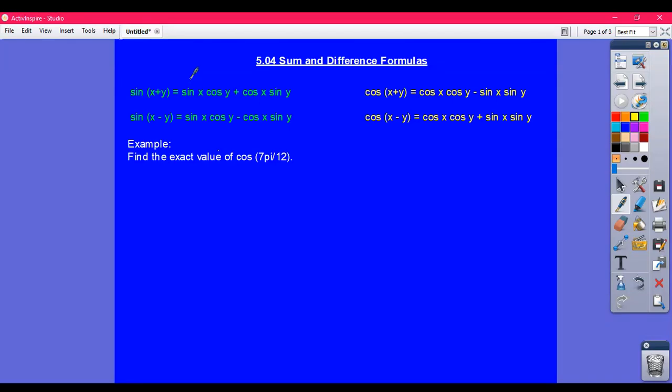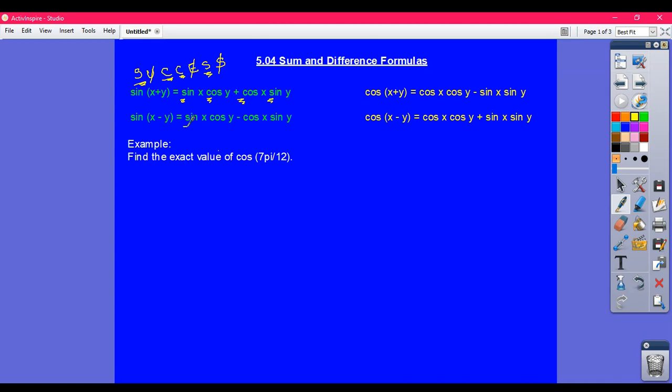Going over sum and difference formula today. A little trick to remember the sine sum and difference formula is just to spell out "success" and cross out all the vowels as well as the last S. And you end up with S, C, C, S, which is the same thing here. S, C, C, S. Sine, cosine, cosine, sine.